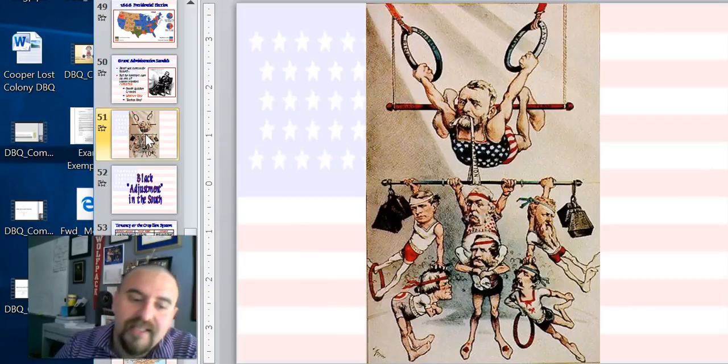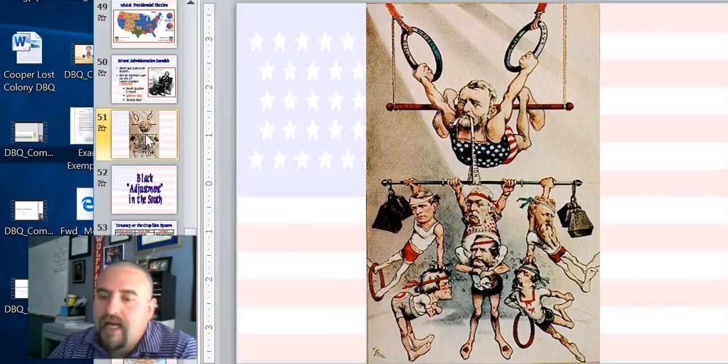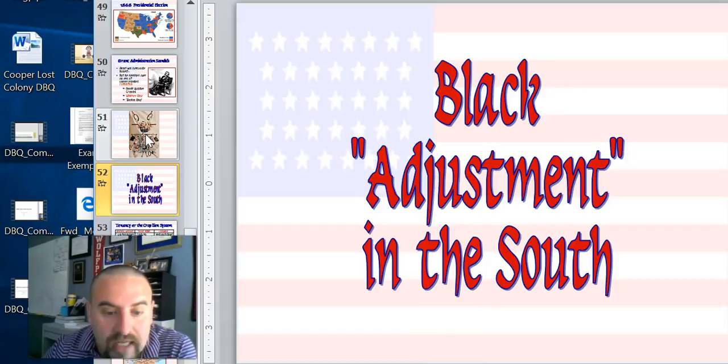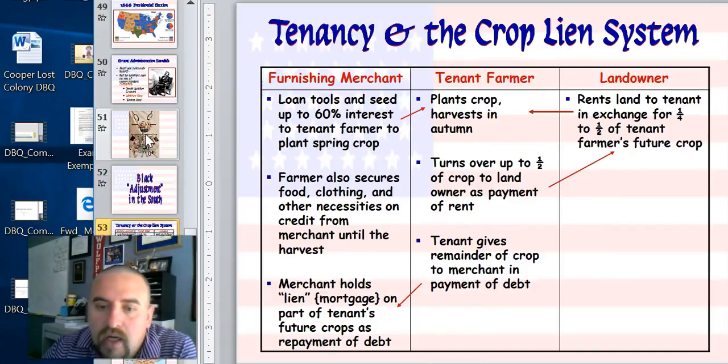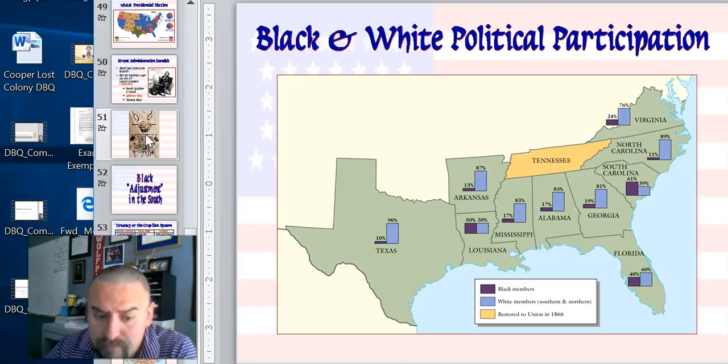So Grant is seen as being a good guy, but a little bit naive as president and trusting some of his subordinates a little bit too much, and it's their corruption that brings his reputation down, but not enough to prevent him from having a second administration. Crop lien system, tenant farmers, basically all this says the same thing. Keeping African Americans in a subordinate position economically so they can't build wealth.